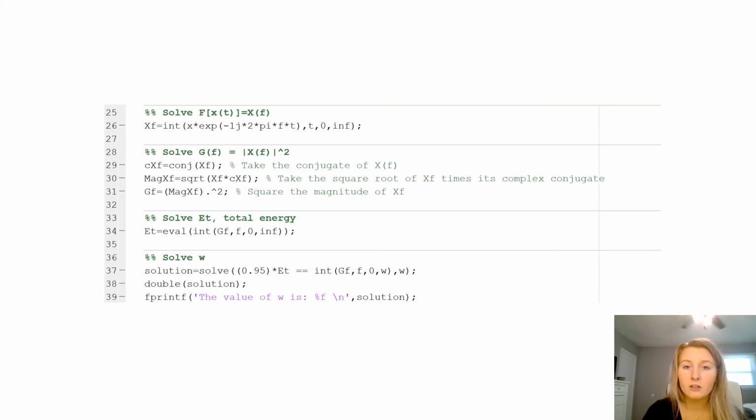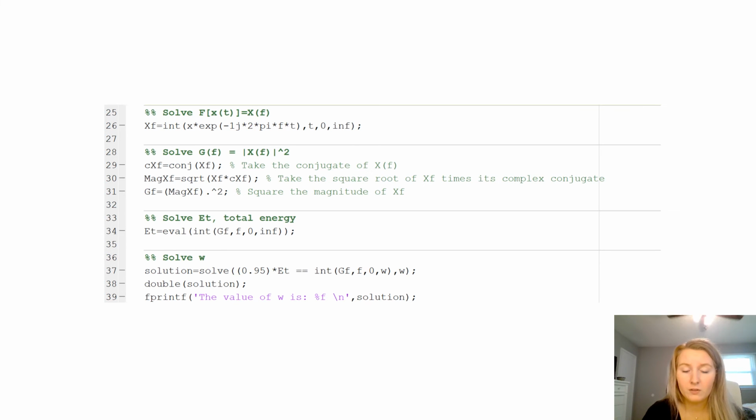We want to take the magnitude of that and square it, so lines 29 through 31 do that, and that is equal to caps G of f. Following this, we want to solve total energy, which is ET, and so I set that equal to the evaluation of the integral of G of f with respect to f from 0 to infinity. After that, we want to solve w.